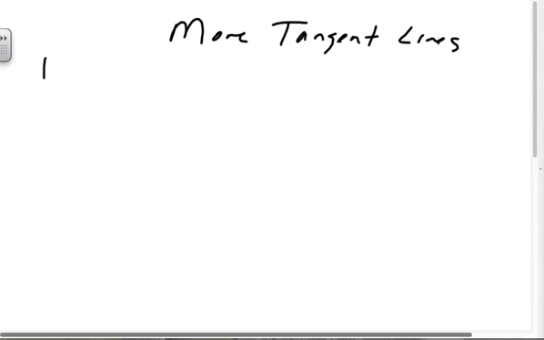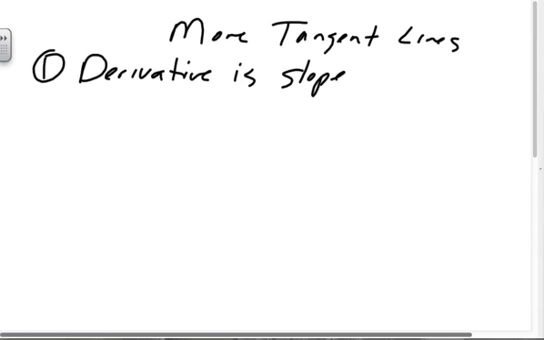Okay, so this is the last part of section 2.1. This is going to be doing more tangent lines. What we're going to talk about here, one of the fundamental concepts you're going to need to know, and it will come back again and again: the derivative is the slope of a tangent line. You might have more than one tangent line.